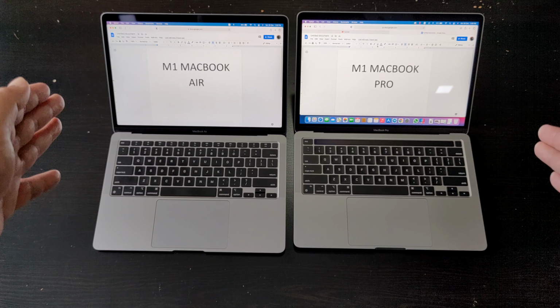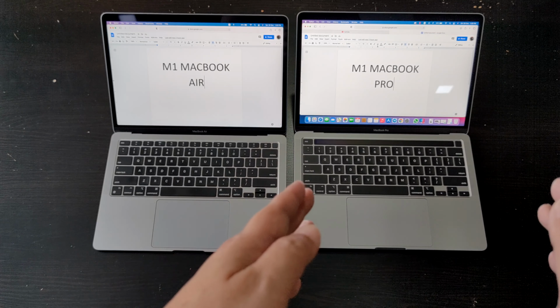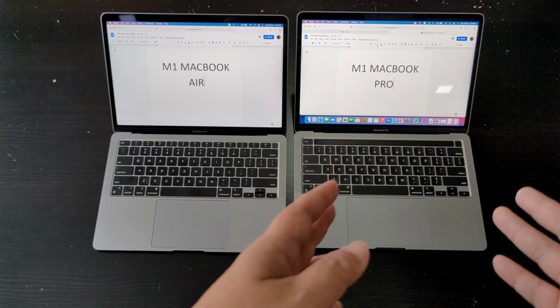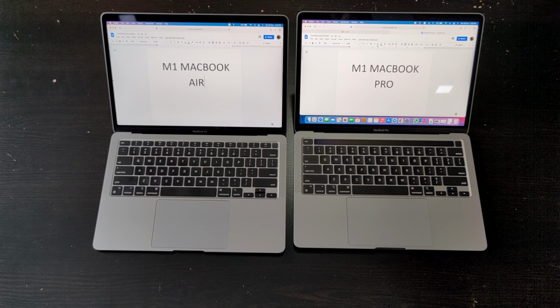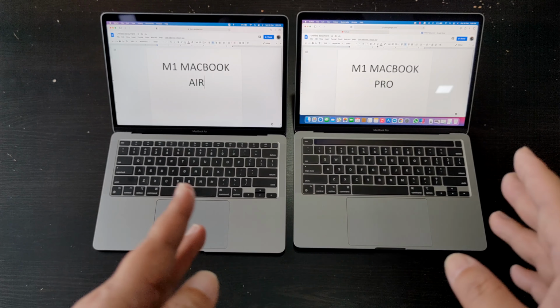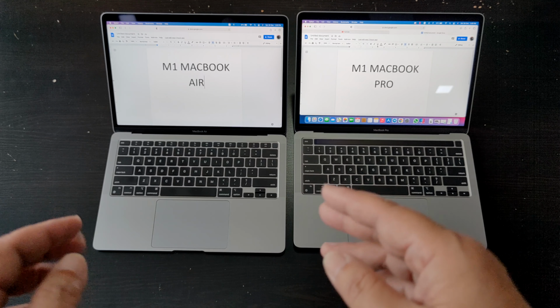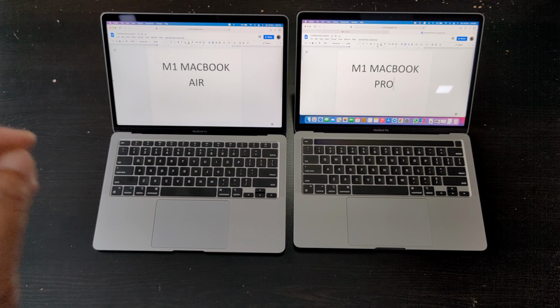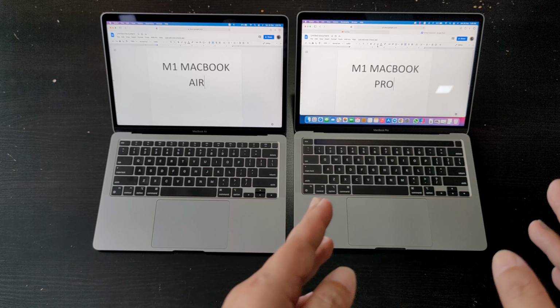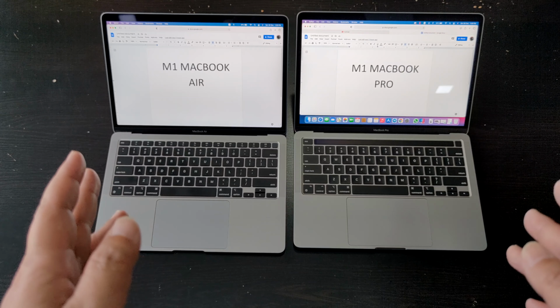Next, let's talk about the speakers. All right, the speakers on the MacBook Pro sound better. They've got more bass. The highs sound a little bit better than the Air, so I would prefer the speakers on the MacBook Pro. In terms of the MacBook Air, the speakers are okay. It's not terrible, but if you compare it to the MacBook Pro, I prefer the sound coming out from the MacBook Pro.